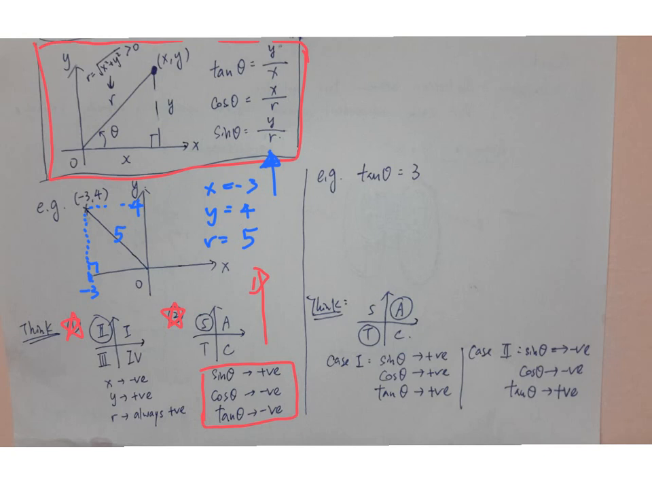Another type of question is that you are given the tangent theta, and the question asks you to find out the sine theta and also the cosine theta. So first of all, you have to remember, okay, again ASTC.